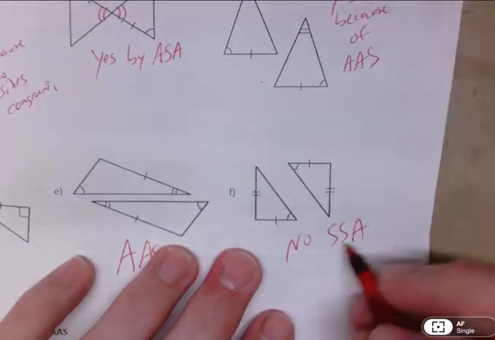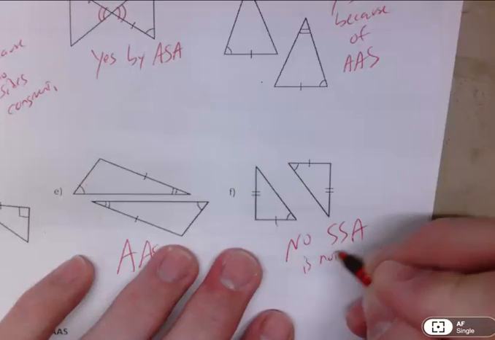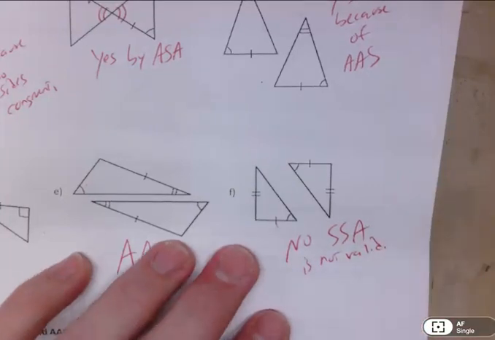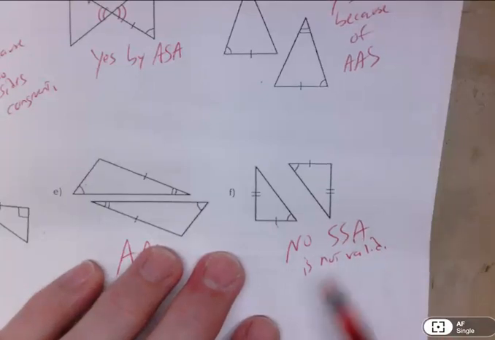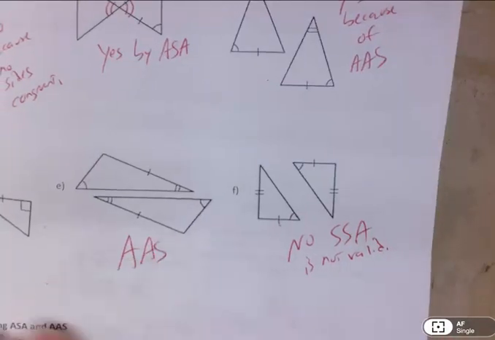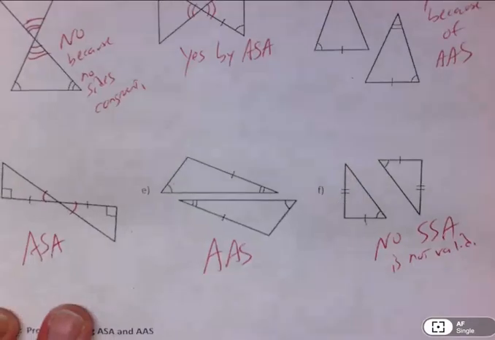SSA, and I'll write it that way on purpose instead of the other way around, is not valid. There are cases where this does end up working, but it's for different reasons. This does not justify it. All right, that kind of walks you through the basics. In the next video, I'll do the proofs, and if you have any questions, be sure and ask.